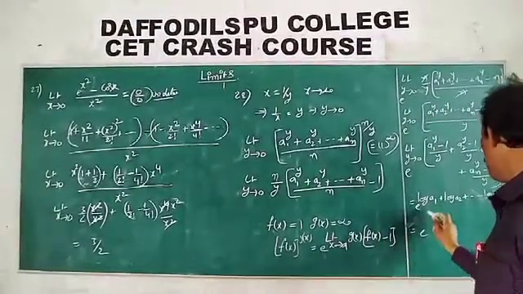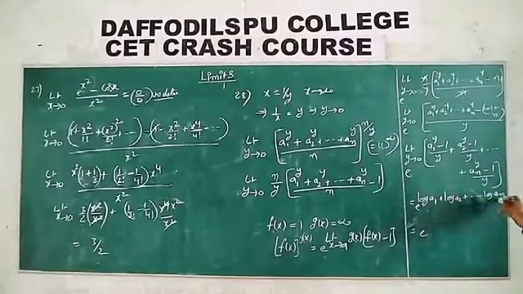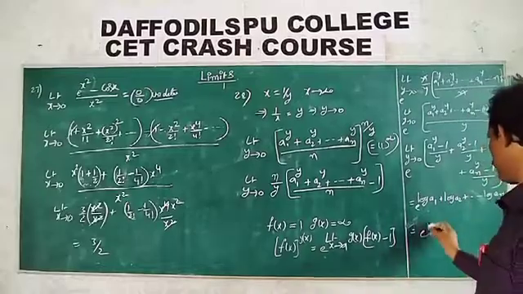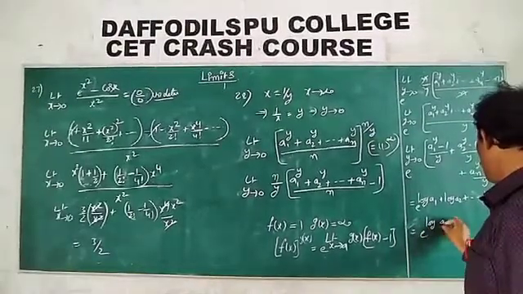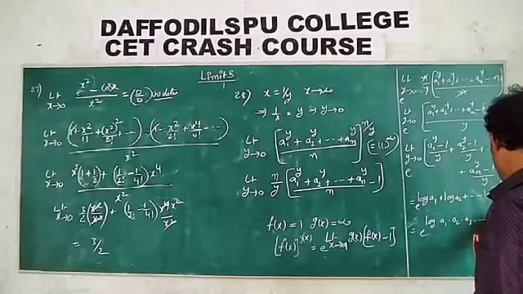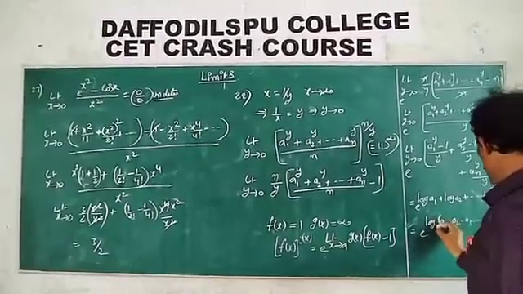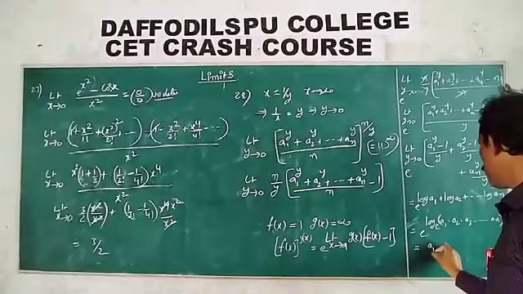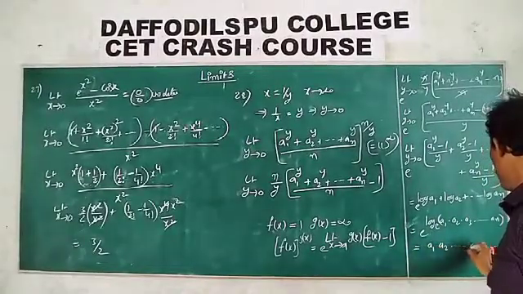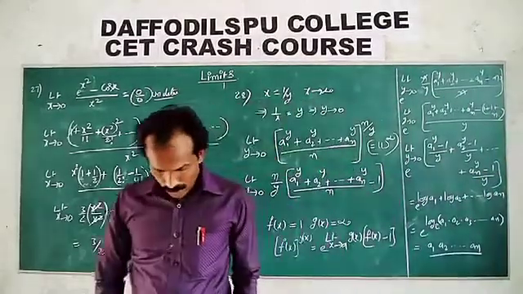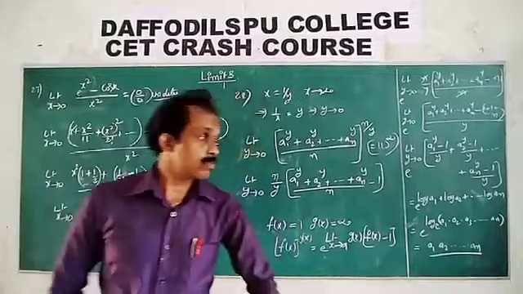So e power log a1 plus log a2 plus and so on log an. By the product rule, the logarithm of a1 into a2 into a3 and so on to an. With base e, the log and e cancel. So the final answer is a1 a2 and so on an. Okay, the fourth option is the correct answer.